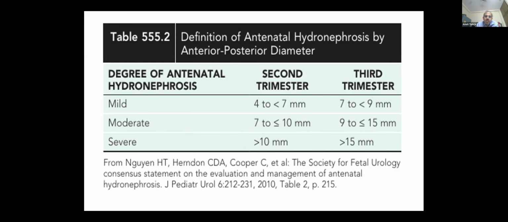So classification is as per this table. Mild is, for second trimester, 4 to 7, moderate 7 to 10, severe more than 10. But for third trimester, it's 7 to 9 mild, 10 to 15 you can say moderate, and more than 15 is severe.